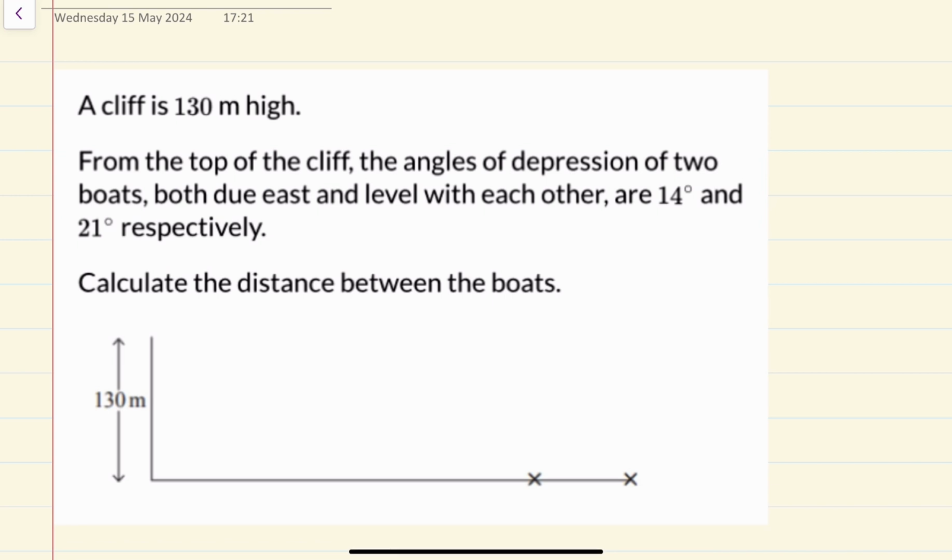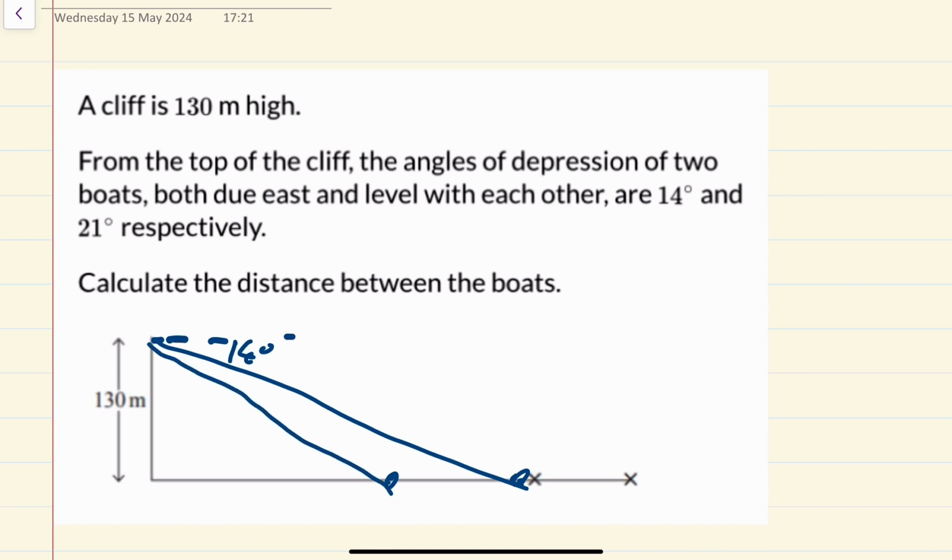So you've got the first boat, and it is at an angle of depression of 14 degrees. An angle of depression of 14 degrees means here. So that would take me to my first boat. The next boat, 14 degrees would be there, and then that would be 21 degrees here. So that's what the angle of depression is.